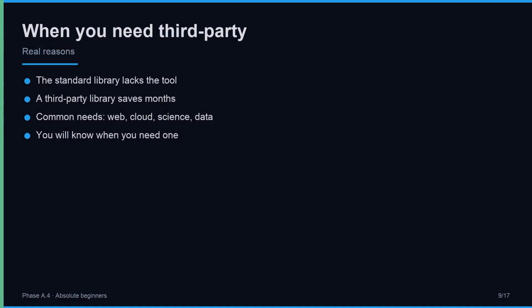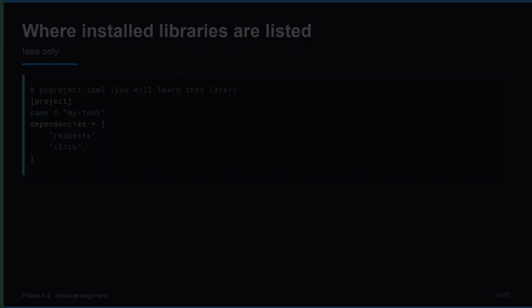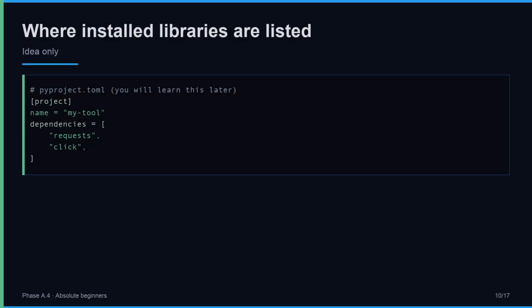When the standard library does not have what you need. If you want to talk to a website, requests is much friendlier than the standard library option. If you work with Amazon Web Services, Boto 3 is the official tool. If you analyze data, Pandas is the standard choice. You do not install third-party for fun, you install it when it solves a real problem you have. Real reasons, not fashion. In a real project, you list your third-party libraries in a file called pyproject.toml.